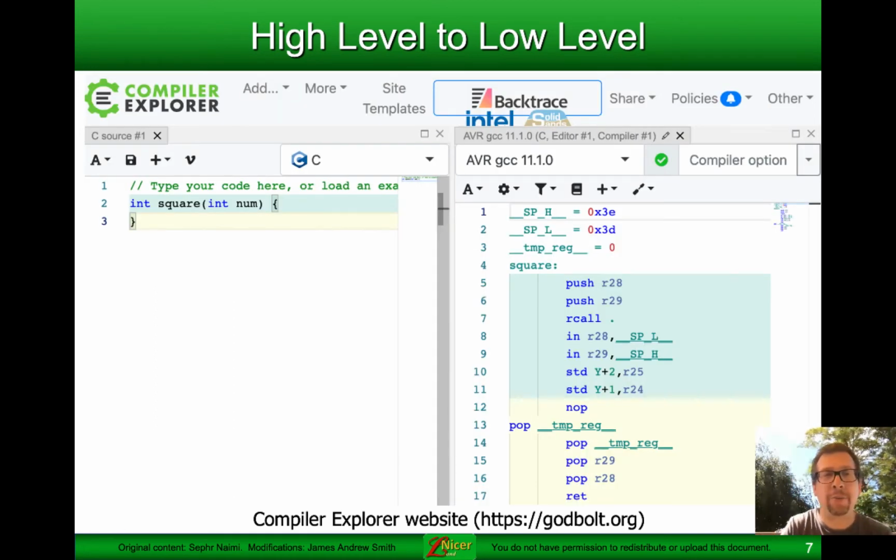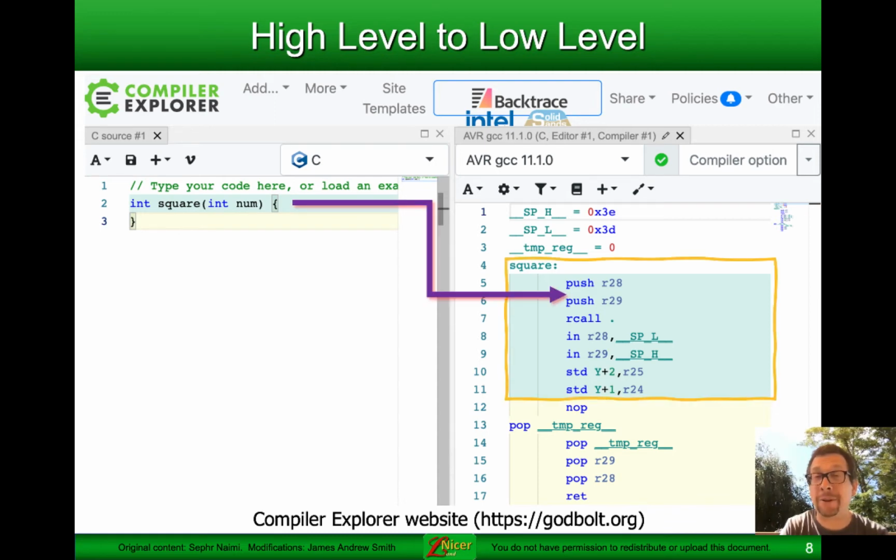So on the left-hand side, we're writing a program called square, and it's going to take a number and multiply it by itself and then return that value. And those numbers are in integer form. You can see on the left-hand side, we have the program in C. On the right-hand side, we have the equivalent that's been generated by the compiler in assembler.